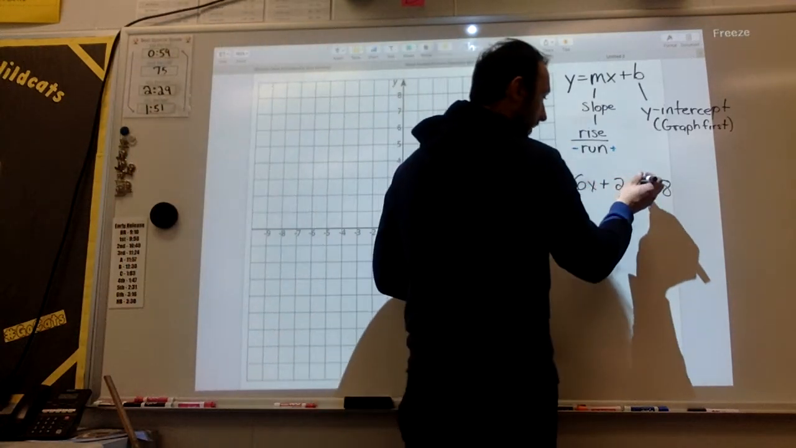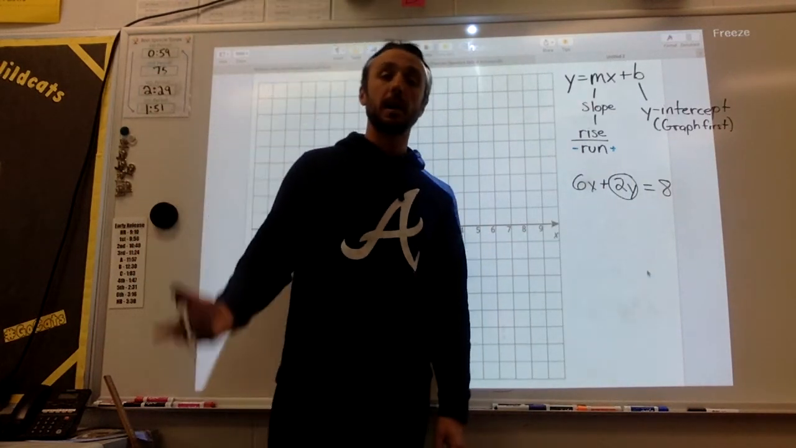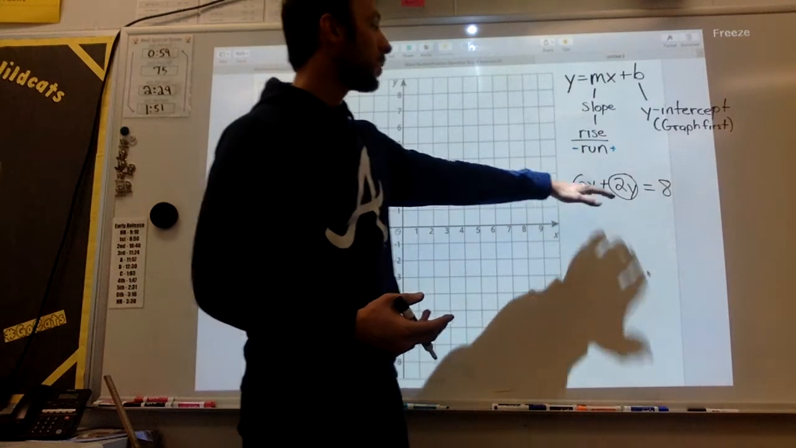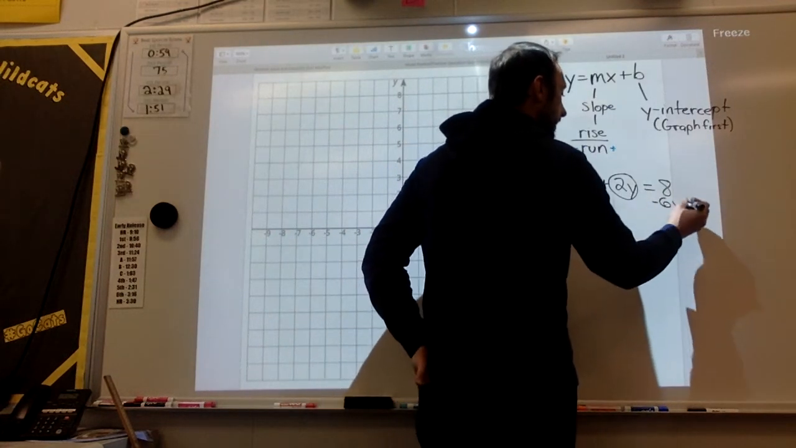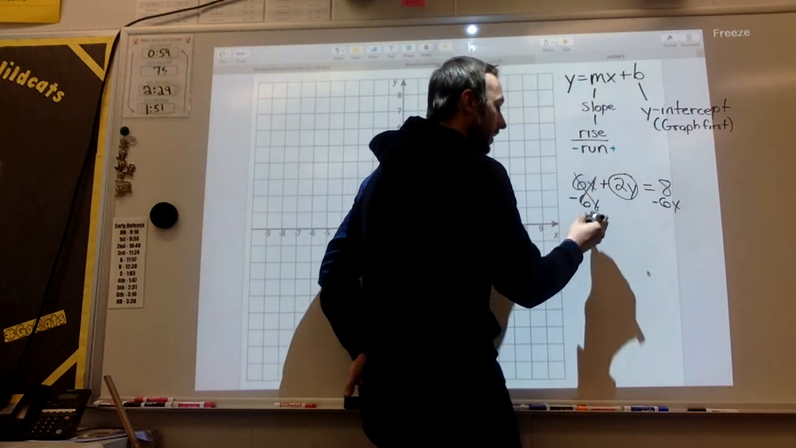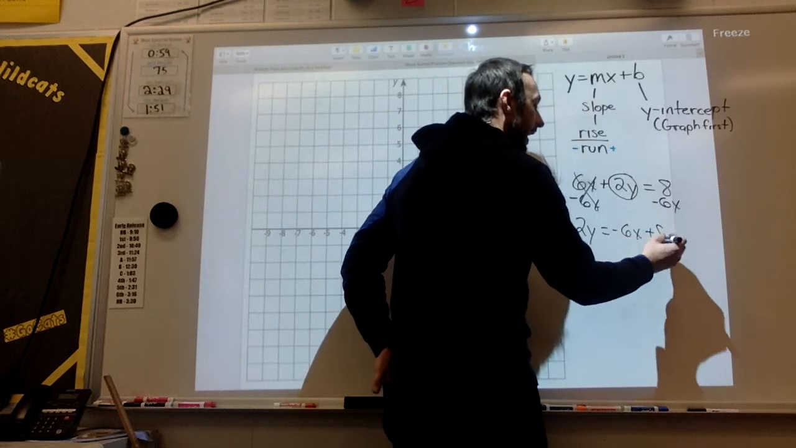So this right here is my variable term right now. I need to get my 2y by itself, and then once I have my 2y by itself, I need to get my y by itself. So to get the 2y by itself, I need to subtract 6x from both sides. Minus 6x, minus 6x, those cancel out. That leaves me with 2y equals negative 6x plus 8.